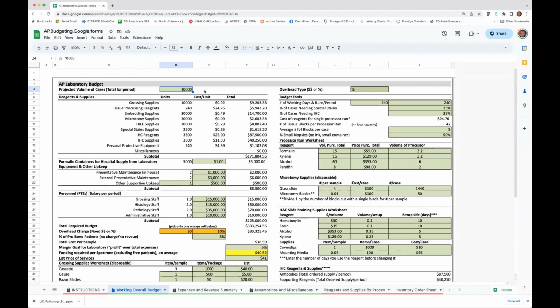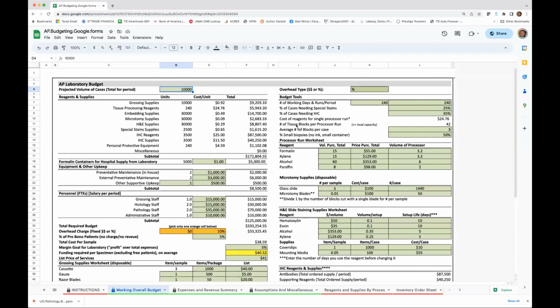That's not individual samples. That's cases. So case number 1 is a case which may be a mastectomy with 12 blocks. Case number 2 is a biopsy, which may only have 1 block, right? So this is cases. You could also think of it as patients, even though a patient may have multiple cases. And that's the first number, which is quite important.